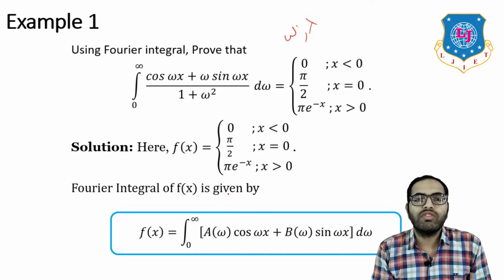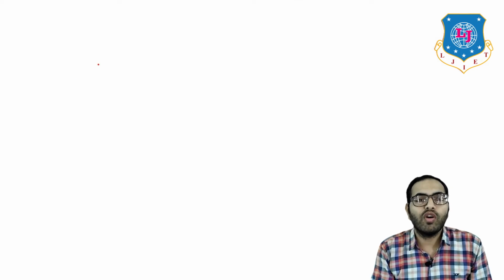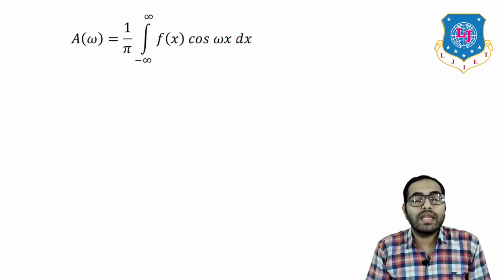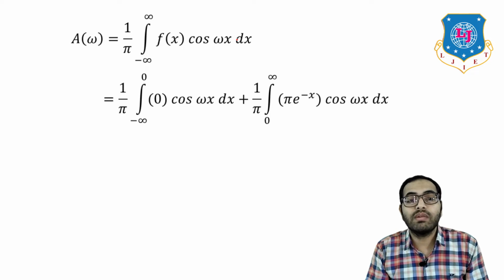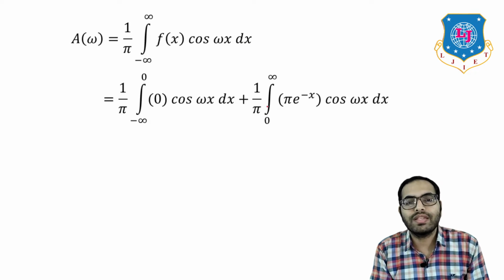Let's move on to finding the value of a of omega. We have the formula a of omega is equal to 1 upon pi integral minus infinity to infinity f of x cos omega x dx. Here our limit is in piecewise continuous form, so 1 upon pi, splitting the limits, minus infinity to 0 f of x cos omega x dx plus 1 upon pi 0 to infinity f of x cos omega x dx.